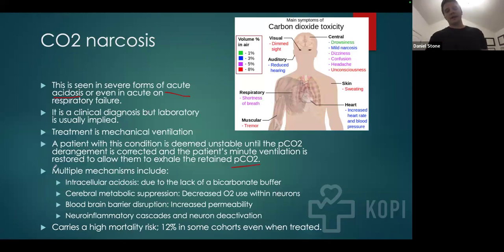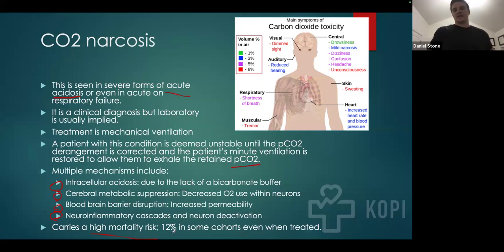And if you have an episode of CO2 narcosis, there are multiple etiologies about why the brain reacts to carbon dioxide the way that it does. But the one thing that I want you to take away from it is that there's a very high mortality risk. This is kind of like the most severe form of end organ damage that occurs to the lung. It's where end organ damage to the lung can ultimately affect the brain, and create a paradoxical bradypnea.